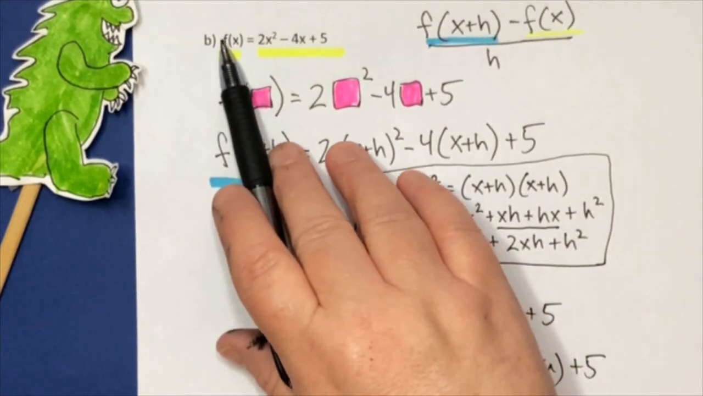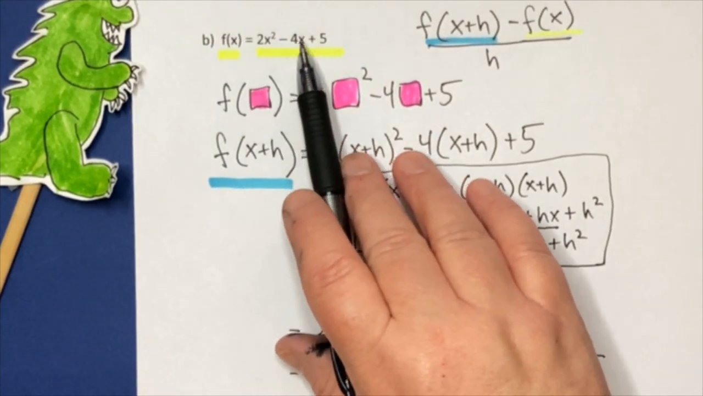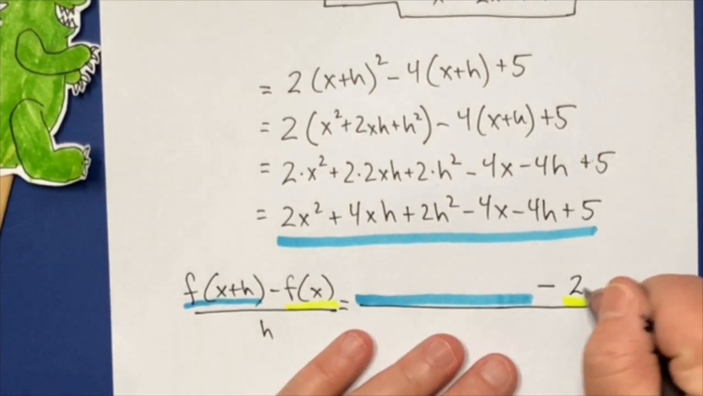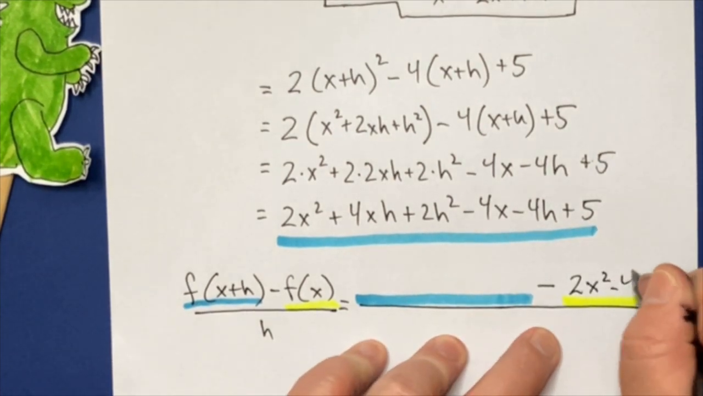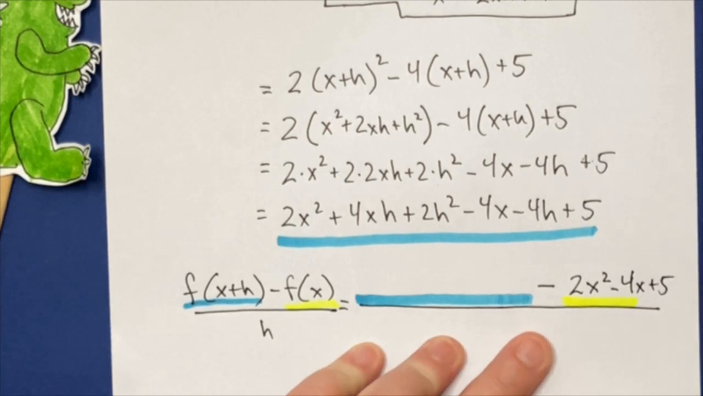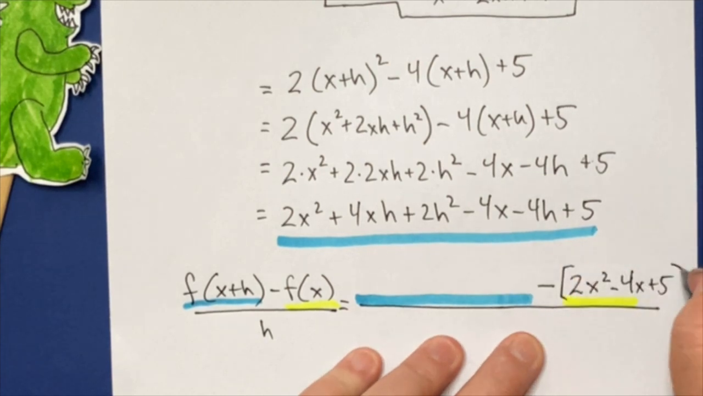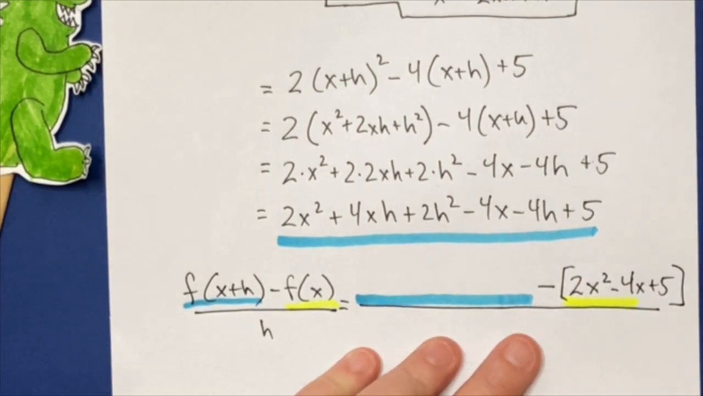The yellow plain one, f of x, is 2x squared minus 4x plus 5. No frills, the boring basics. 2x squared minus 4x plus 5. Now, should I leave it just written like that? No. Gotta put my brackets in.